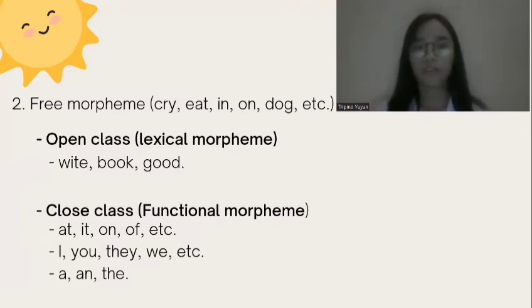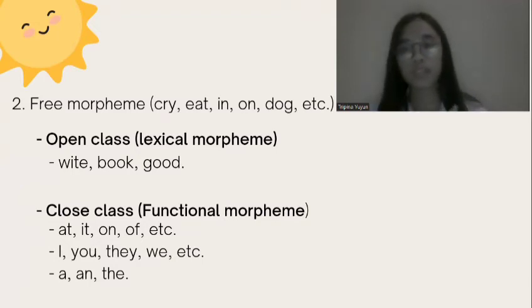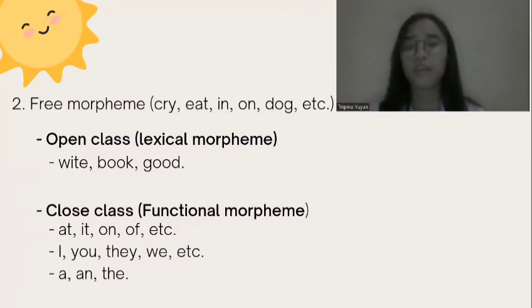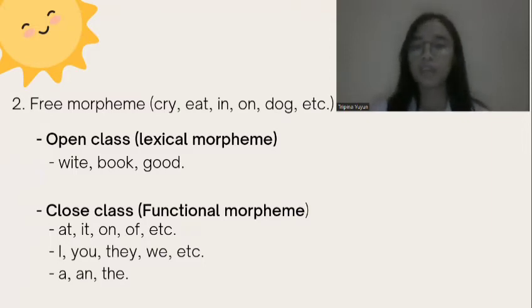Next, the other part of free morphemes is closed class, also known as functional morphemes. Functional morphemes always indicate prepositions. It can also be pronouns and articles. You can see clearly on the screen there are at, it, on, or off, etc. That mentions or indicates prepositions, and then there are I, you, they, we, etc. They indicate pronouns, and then the articles, which are a and the. So that mentions the articles. So that's what closed class means. It's something that always indicates the pronouns, the prepositions, or the articles.